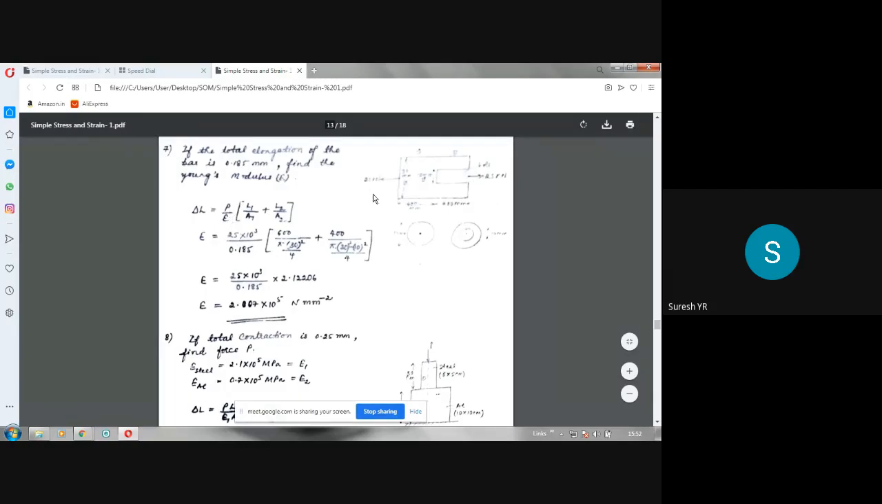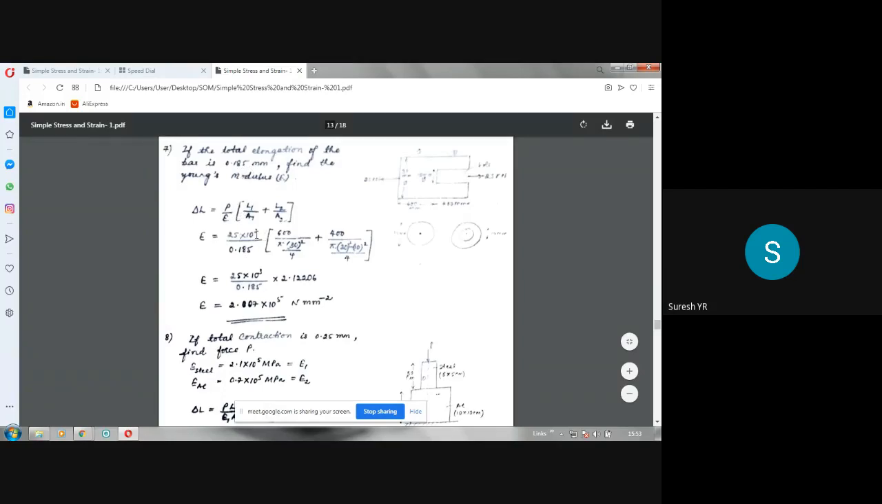P is 25 kilonewton, E value is unknown. So PL1 by A1E is the elongation in the first portion. PL2 by A2E is the elongation in the second portion. If you add them, you will get the total elongation or total deformation delta L. So just substitute whatever you know. Here P is known, and E is unknown. If you bring that E to the LHS, this delta L comes to the denominator. So P by delta L, and delta L value is given here, 0.185.